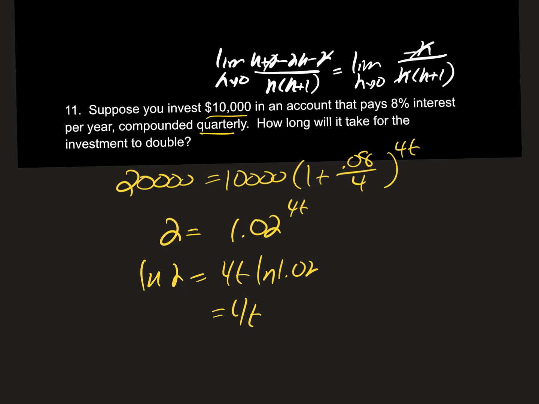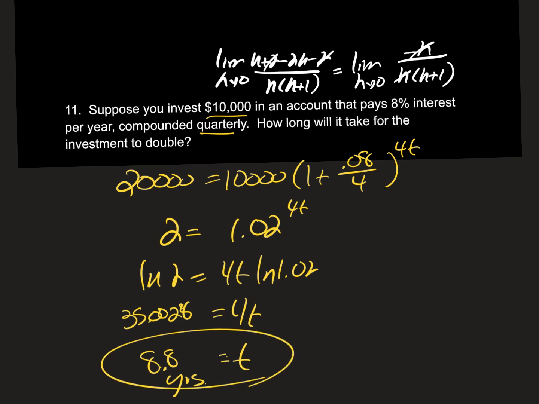I'm going to punch that in: natural log 2 divided by natural log 1.02. I'm getting 35.0028. And then just divide that by 4. While you get that on your calculator, divide by 4. I'm getting 8.8 years to double, which is about exactly right. That didn't make much sense, about exactly right. But anyway, hope that helps you.